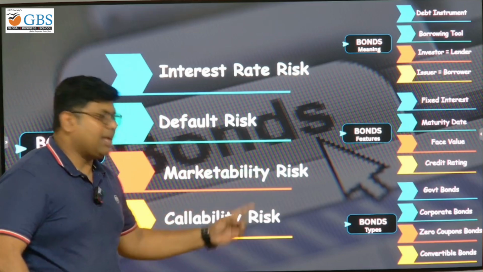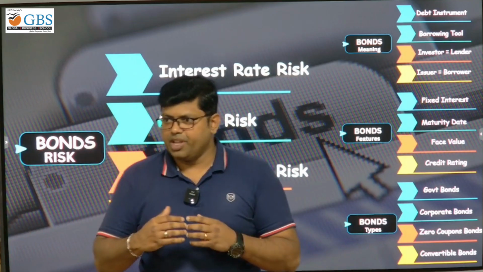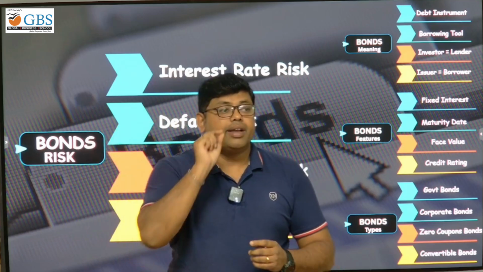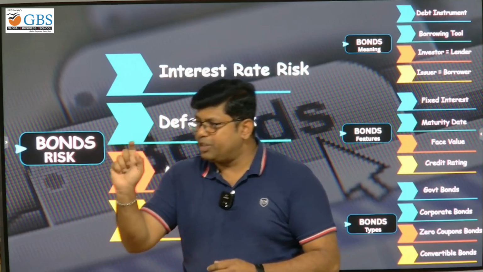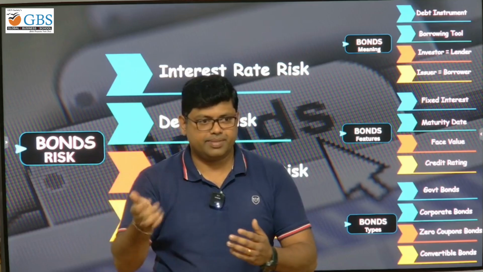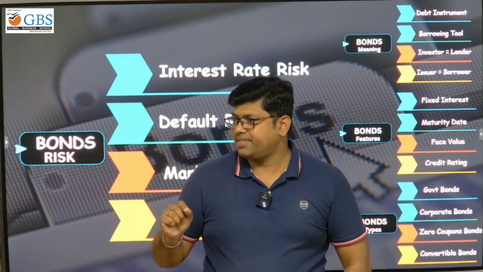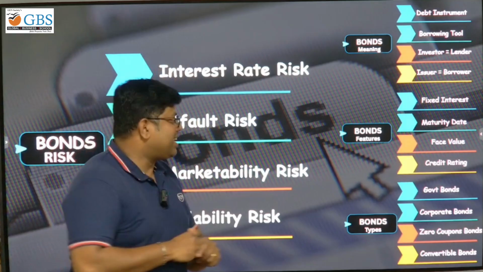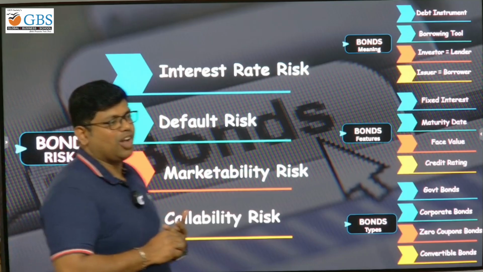Then callability. What is callability? Let me take this example again. I am explaining callability risk. See, when a corporate issues a bond, it has every right to call it back. Even if the fixed maturity date is 5 years, in our example 5 years, I can call it after 2 years and give the money back, and you must accept. That is called callability. The company will have that right. So which are the risks? Interest rate risk, default risk, marketability risk, and callability risk.